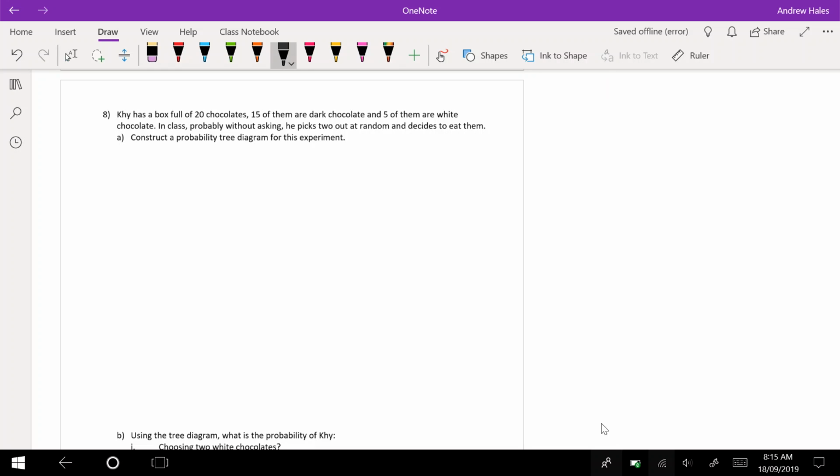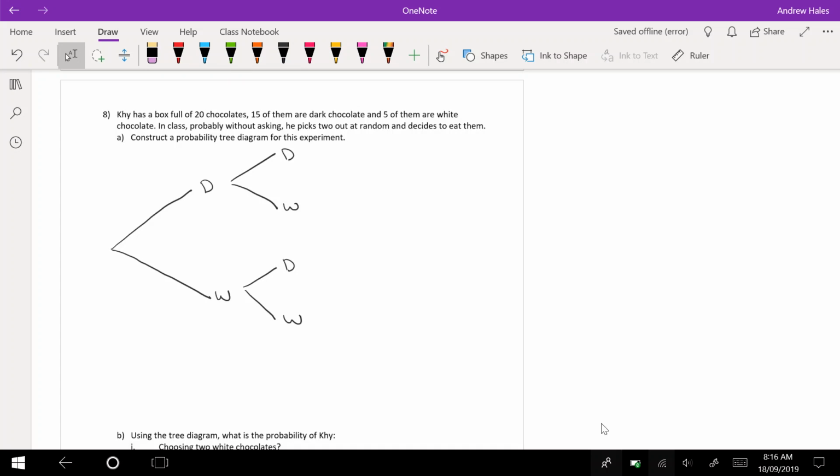So it's a probability tree diagram, so we only care about the outcomes and the probability of those outcomes, not all the different things that he could possibly choose from, because that would be a lot of drawing for us. So we have 2 options here. We have that he picked a dark chocolate, or he picked a white chocolate. And then again, he could either pick a dark chocolate or a white chocolate. Dark chocolate, white chocolate.